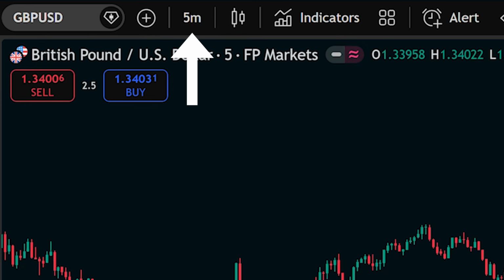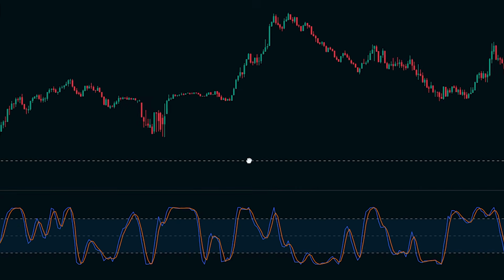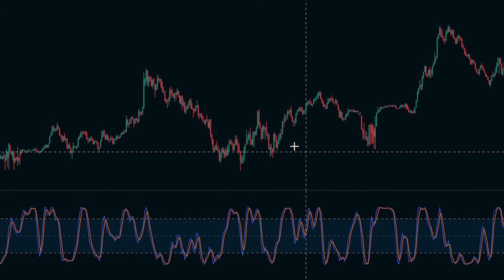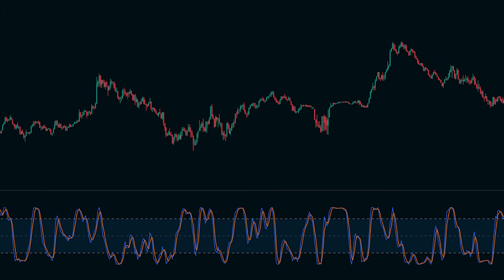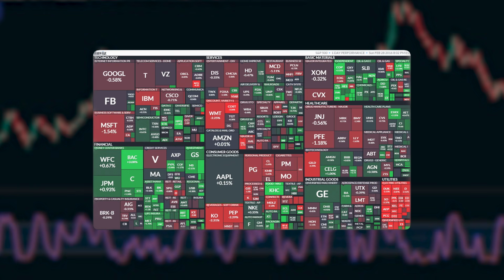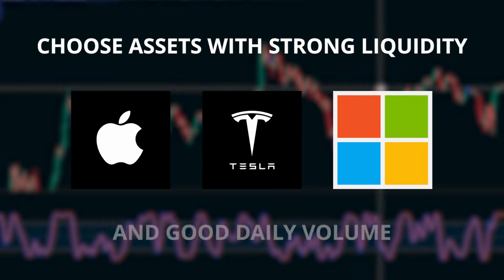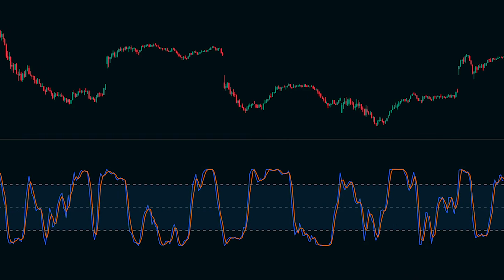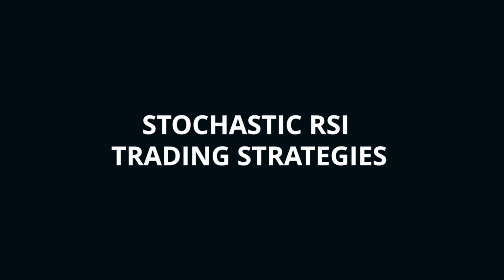For the time frame, we will use the 5-minute chart. As with all strategies on this channel, the 5-minute time frame gives us the right balance between signal quality and intraday opportunity. All chart examples from this point forward are on the 5-minute chart using high volume assets, the S&P 500, Apple, Tesla, and Microsoft. Choose assets with strong liquidity and good daily volume. Illiquid assets produce unreliable stochastic RSI readings. Now let us move into the two strategies.